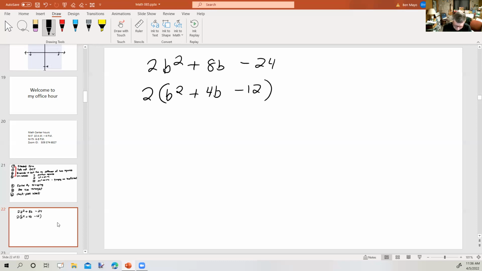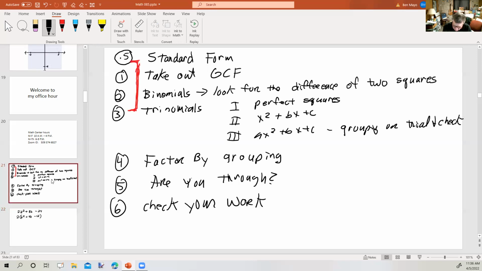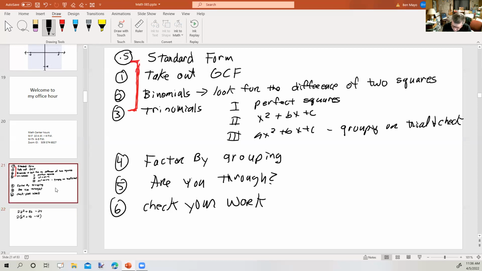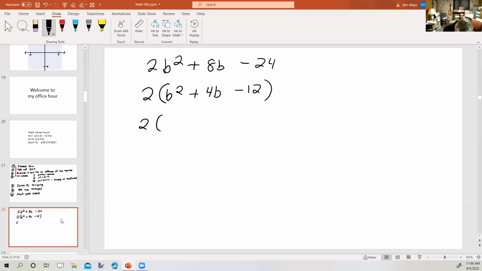Now, what's left in parentheses? Is it a binomial? No. Is it a trinomial? Yes. Is it a perfect square? No. Does it have a leading coefficient of 1? So it's in the form x squared plus bx plus c. Yes. So we're going to do this. Product is -12, the sum is 4. That's out of section 6.2. So my two numbers are 6 and -2.